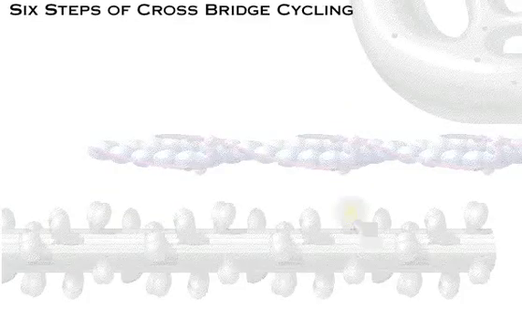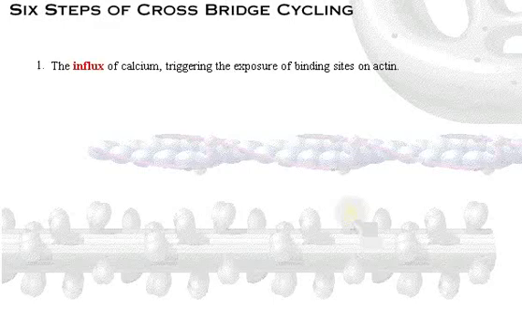As you've just seen, cross-bridge cycling is a continuous event. For the purposes of easier understanding, however, let's break it down into 6 separate steps. 1. The influx of calcium triggering the exposure of binding sites on actin. 2. The binding of myosin to actin.